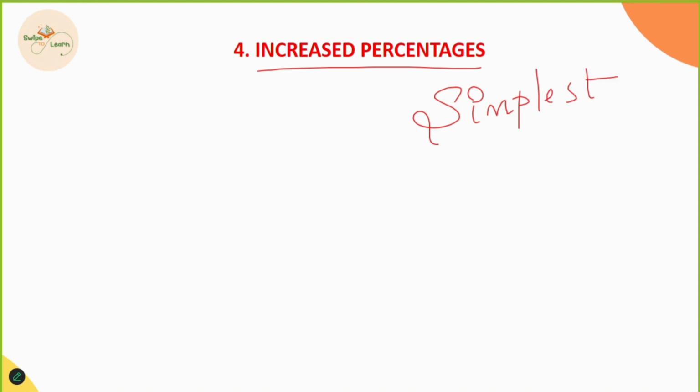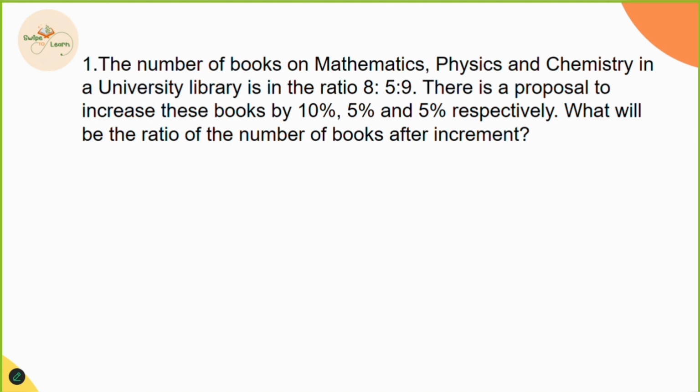Why? Because the same formula is used for every problem. Let's see the first problem. The number of books on mathematics, physics and chemistry in a university library is in the ratio of 8:5:9. There is a proposal to increase the books by 10%, 5% and 5% respectively. What will be the ratio of the number of books after the increment? So a ratio is given and percentages by which they are going to increase. This is why these problems are named increased percentages.